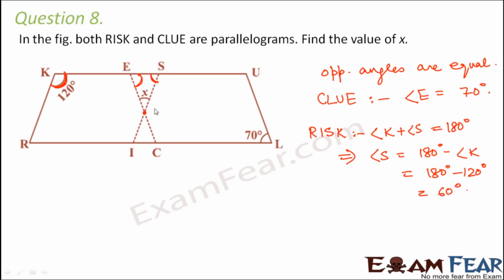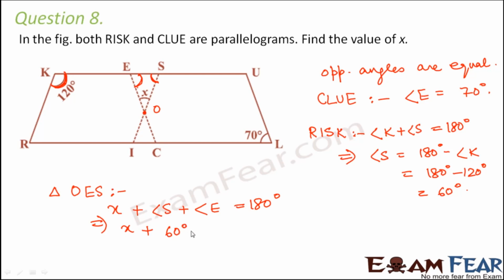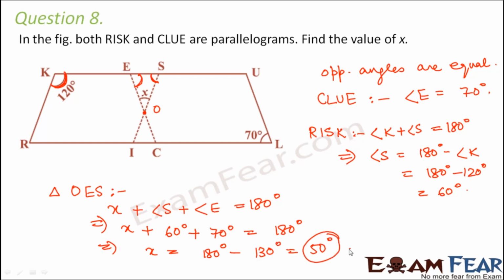Now let us call this point as point O. If you look at triangle OES, what do you see? You know angle E, you know angle S, so all that you need to find is X. We know that the sum of the three angles of a triangle is equal to 180 degrees. So let's put the value of angle S, which is 60 degrees, angle E, which is 70 degrees, and X, and this is equal to 180 degrees. Therefore X is equal to 180 degrees minus 130 degrees, which is equal to 50 degrees. Therefore, the value of X would be 50 degrees.